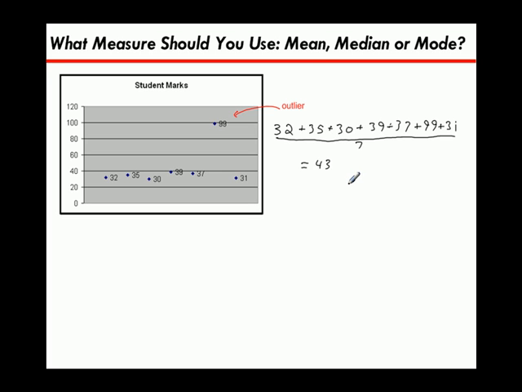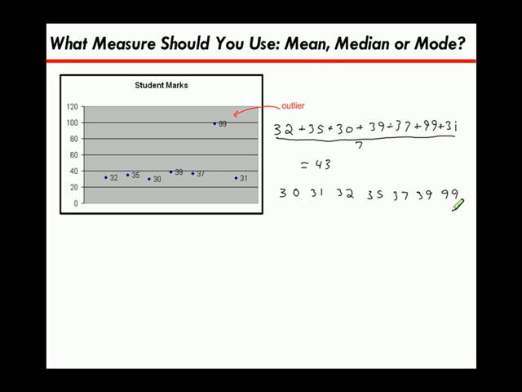How about the median? You remember the median's the middle value. To find the median, I'm just going to start rearranging all the marks from lowest to highest. Just like this. Then we have 37, 39, and finally 99.